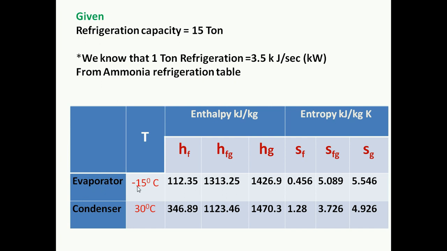Why is the evaporator temperature less than the condenser temperature? Because the evaporator is where you are absorbing heat energy, where you are preserving perishable items, and whatever item you want to cool, that temperature is obviously less than the condenser temperature. These are the enthalpy, entropy and other values. Please note them down from the ammonia table.